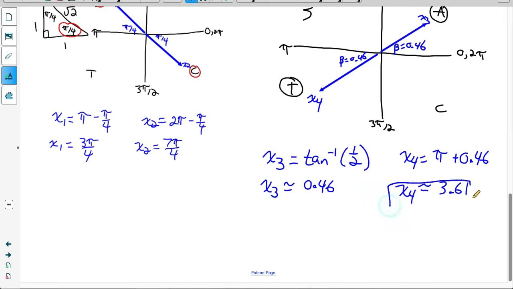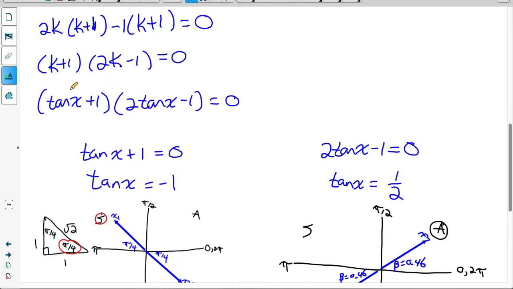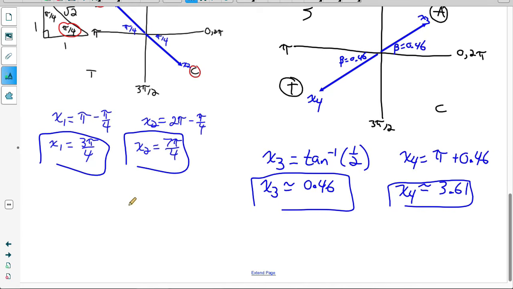So there are 4 answers to this equation. The first 2 answers make this factor become 0, and answer 3 and 4 make this factor become 0. But if either of those factors are 0, the whole product becomes 0, therefore all 4 of them are answers to the equation. And notice all 4 answers are between 0 and 2 pi.